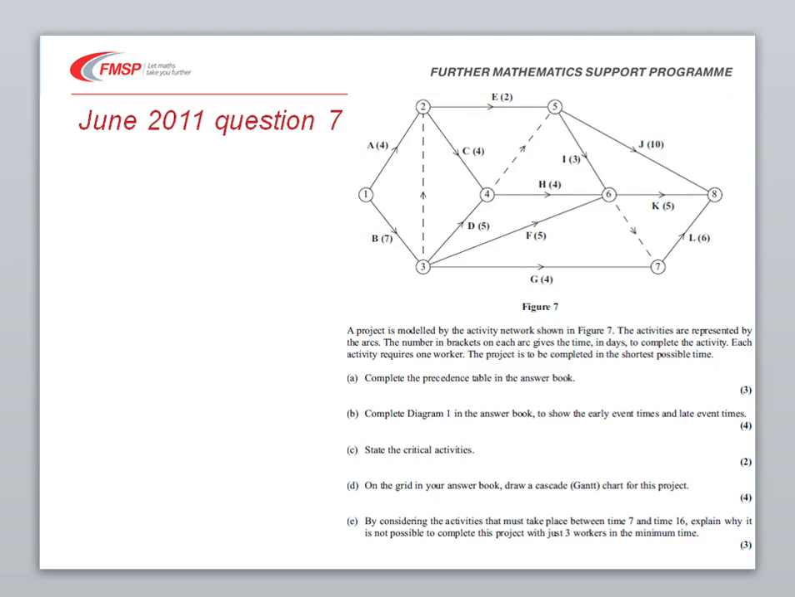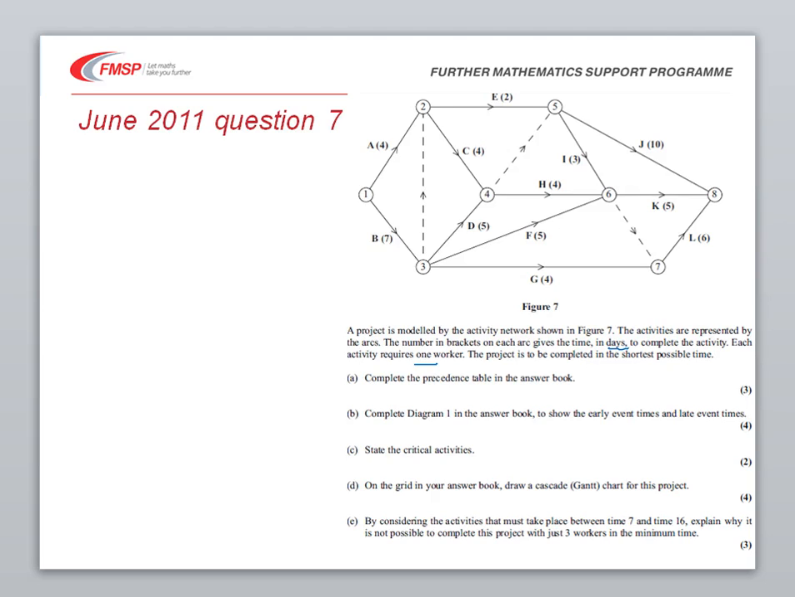First of all, we've got a project which is modelled by the activity network shown, it says, and the activity is represented by the arcs. The numbers in the brackets are the time in days to complete each activity, and each activity requires one worker. The project is completed in the shortest possible time.